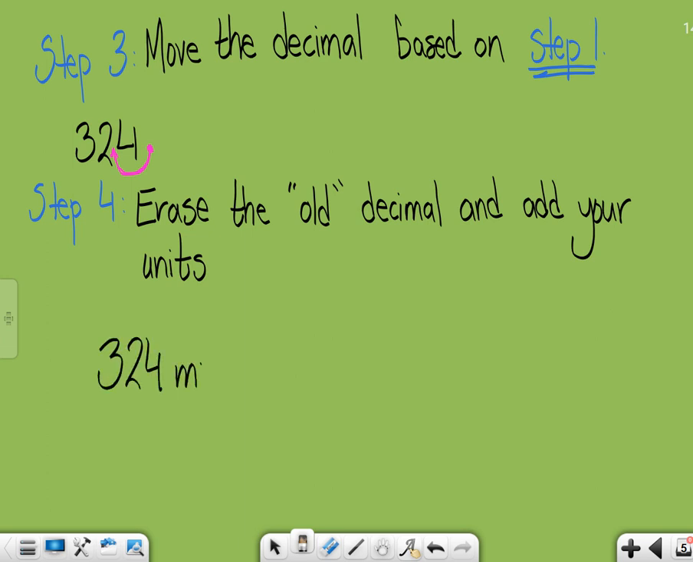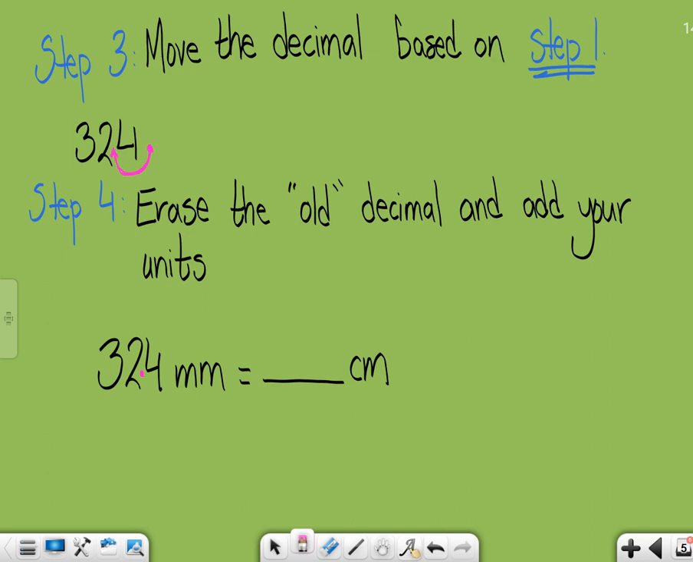324 millimeters. And the original question was, how many centimeters? So what we did together, hopefully you're doing it with me, for 3 steps where we put the invisible decimal, we moved it 1 scoopy over. So now this is your new decimal. And you're going to erase the old one. So you put your new decimal right here, and you erase the other one.